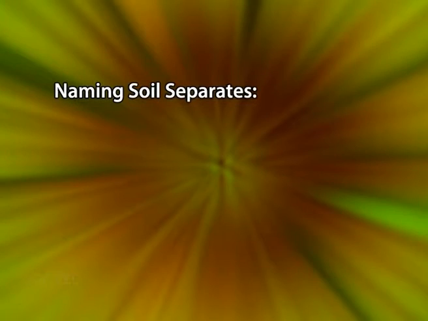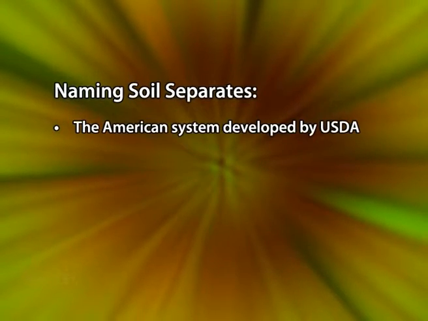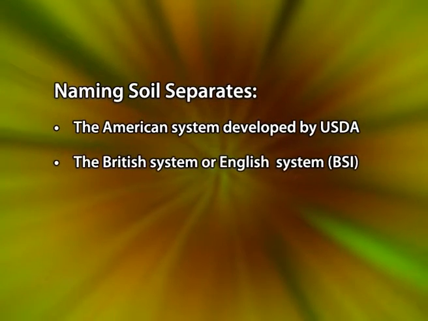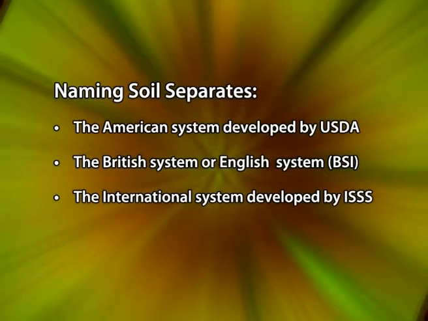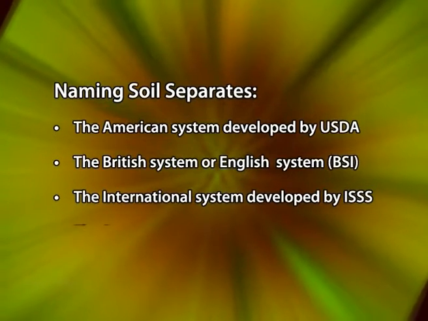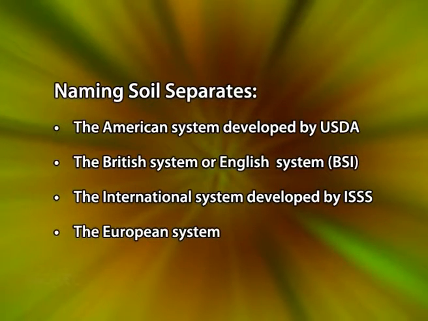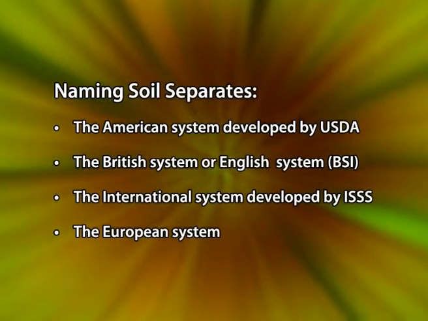These systems are: number 1, the American system developed by USDA. Second, the British system or English system known as BSI. Third, the international system, which is developed by ISSS. And the fourth type is the European system.